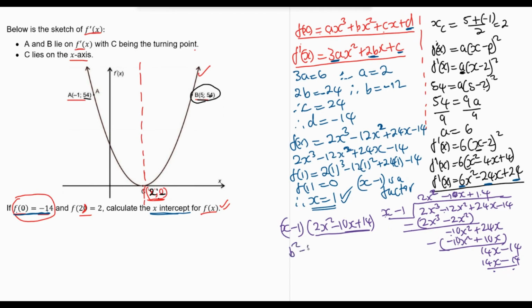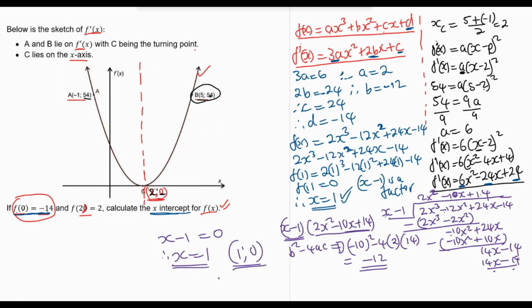The quicker way to check if we're going to have any roots here is to use the discriminant. You can say b squared minus 4ac and see what we're getting. Then b squared minus 4ac is going to be negative 10 squared minus 4, and then 2, and then c is 14. This is giving us what? Negative 12. So the discriminant is negative, meaning that there are no roots. So the only root here will be coming from x minus 1. So therefore x minus 1 is equal to 0, and therefore x is equal to 1. That is the x-intercept. So the x-intercept is at 1, 0. The x-intercept of the cubic function.